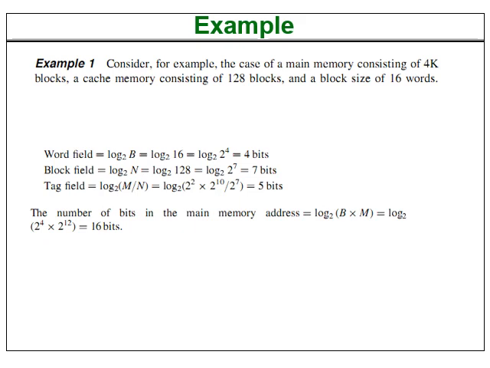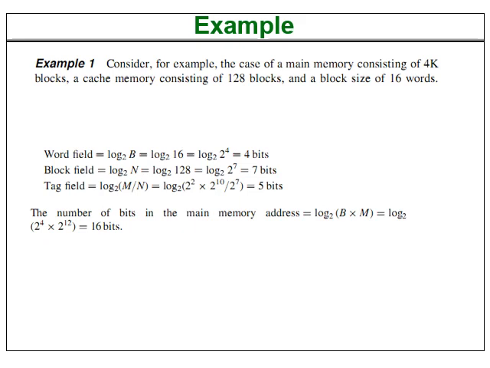So first of all, we can very easily calculate the word field. Word field is log base 2 of b, where b is the size of the block in terms of words. Our block size is 16 words, so the size of the word field is log base 2 of 16, that is 4 bits. Block field will be calculated from the number of blocks in the cache memory. In this case, this is 128, so log base 2 of 128, that is 7 bits. And tag field. Now let's calculate the tag field by using both the methods.